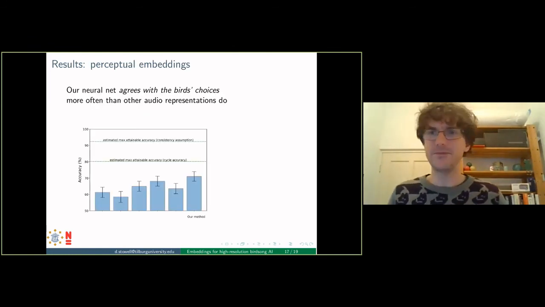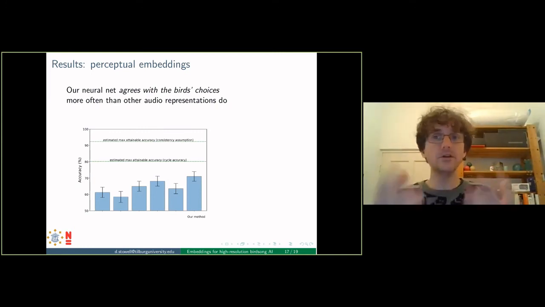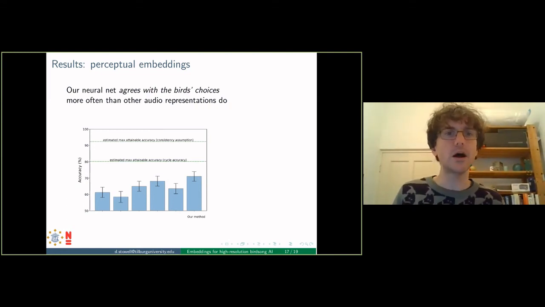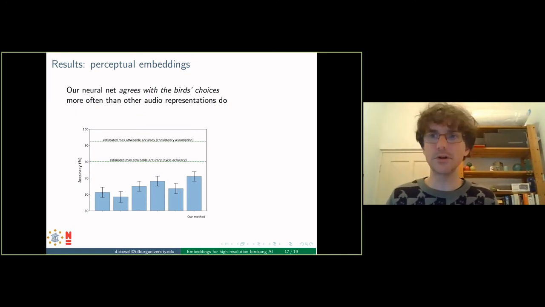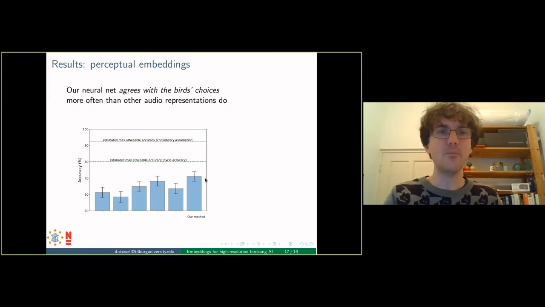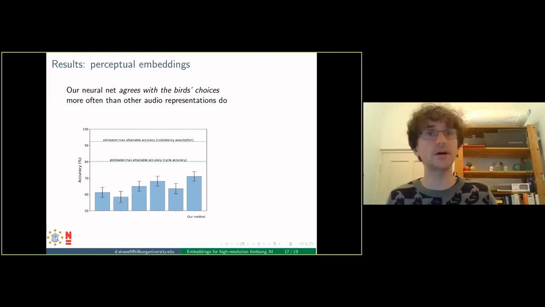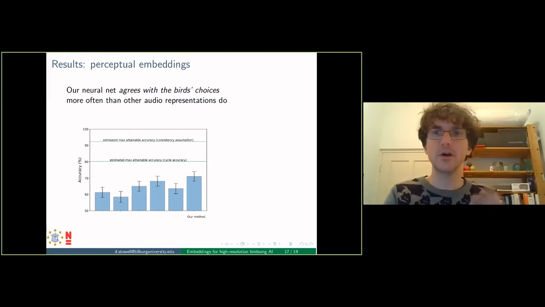So this takes a lot of work. It takes a lot of work primarily because it takes months and months to gather enough decisions from the birds to be able to train a deep learning algorithm. But the results, which are in press at the moment, are that our neural net agrees with the bird's choices much more often than other audio representations do. This green line here is a kind of gold standard of matching the same accuracy as the birds themselves have. And our method is outperforming other signal-derived ways of analysing the sound.